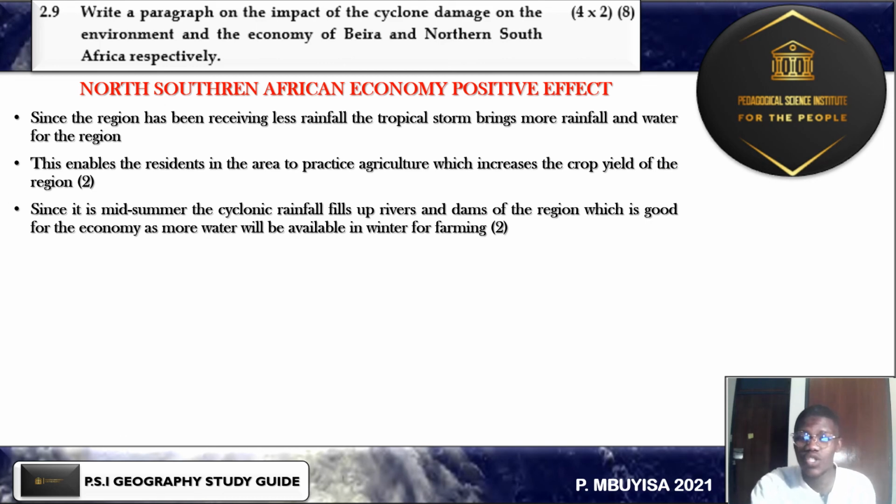So remember, these storms are going to bring a lot of water, so it will cause dams to fill up, and there will be water then across the winter season. And remember, this is happening mid-summer, towards the end of the summer season, if you want to put it that way. And that will then have a positive impact on that.